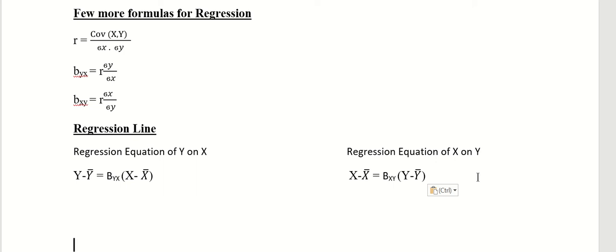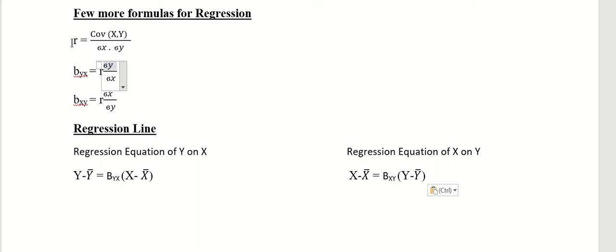Another formula to calculate regression is, first we need to calculate correlation. R is the sign of correlation. So the first thing we need to calculate here is the correlation coefficient. The formula is covariance of x and y divided by standard deviation of x into standard deviation of y. Once you calculate correlation, then you can apply it in the formula of regression.